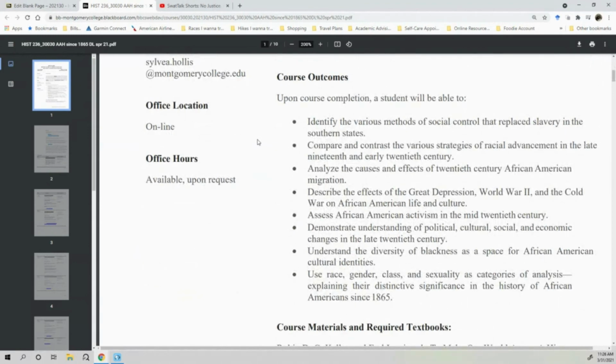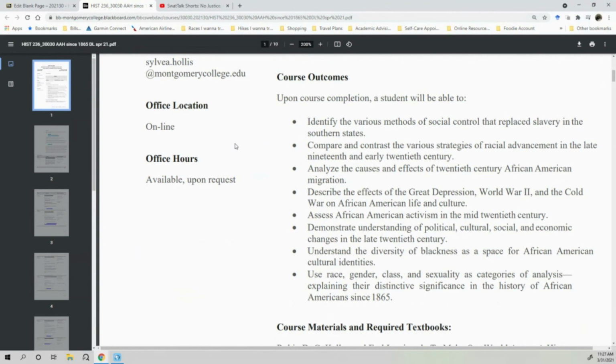Upon the completion of this course, you will be able to identify methods of social control that replaced slavery in the southern states, compare and contrast the various strategies of racial advancement in the late 19th and early 20th century, analyze the causes and effects of the 20th century African American migration, describe the effects of the Great Depression, World War II, and the Cold War on African American life and culture, obviously also World War I.